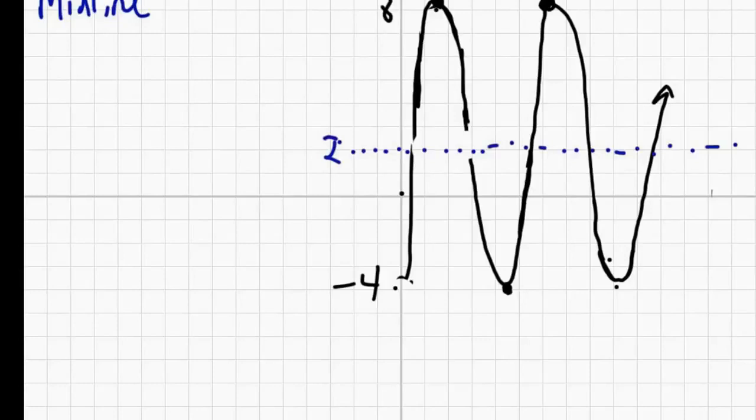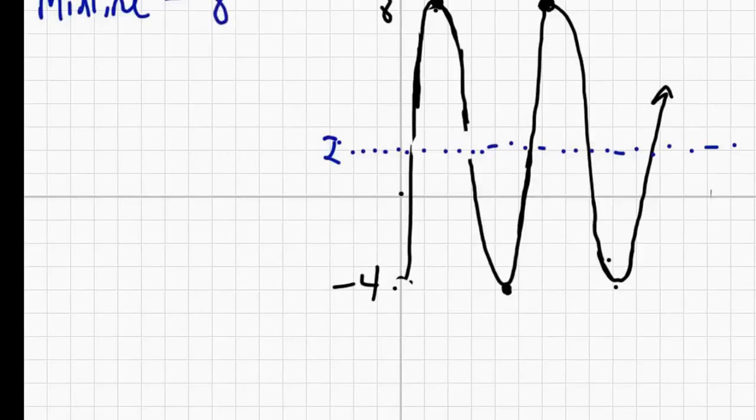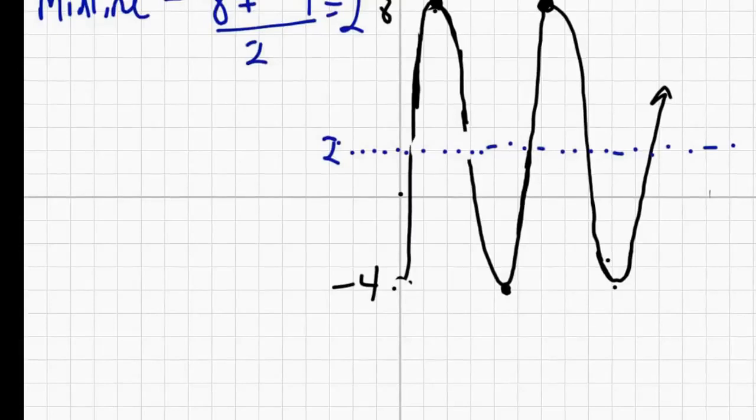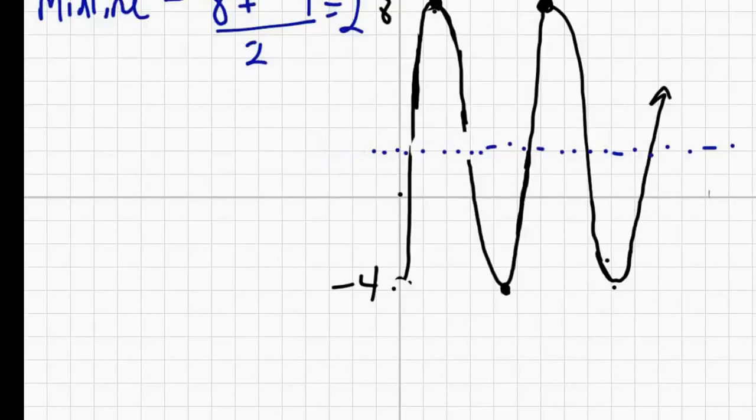We can do it by common sense, or you can follow a little bit of math. The midline is just the average between the two, so if you do 8 plus -4 divided by 2, that gives you 2. So either use the formula, add the two and divide by 2, or use common sense, count squares and figure out where the middle is. So the midline in this case is at 2, and that's good.